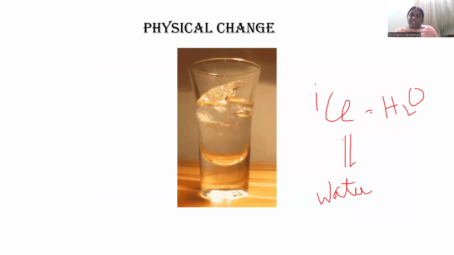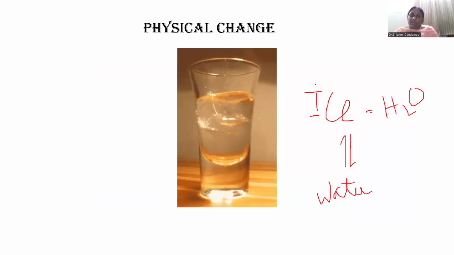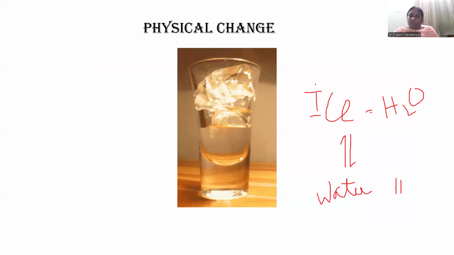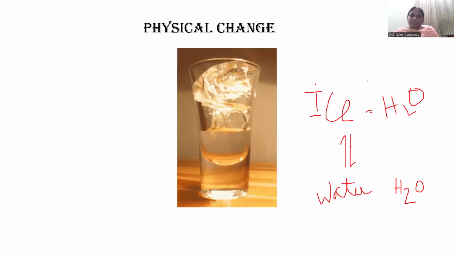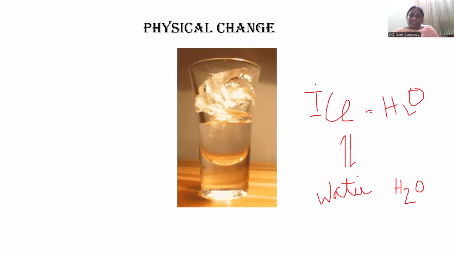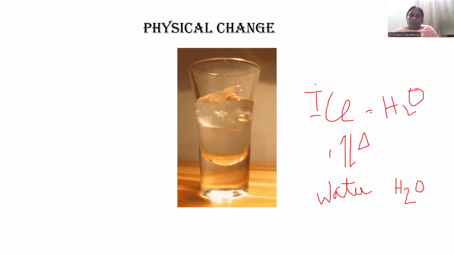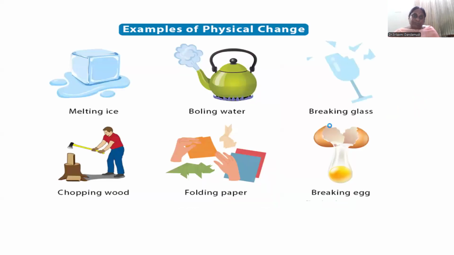That means only the physical state changes. Here we are observing only a change in the physical state. There is no difference in the chemical composition. Here also we have water molecules, and the ice also has water molecules. There is no change in the chemical composition and chemical structure. Only the physical state is changed. When water is freezing, on heating the ice is converted to water, and on cooling or freezing, it converts to ice. This is a physical change.